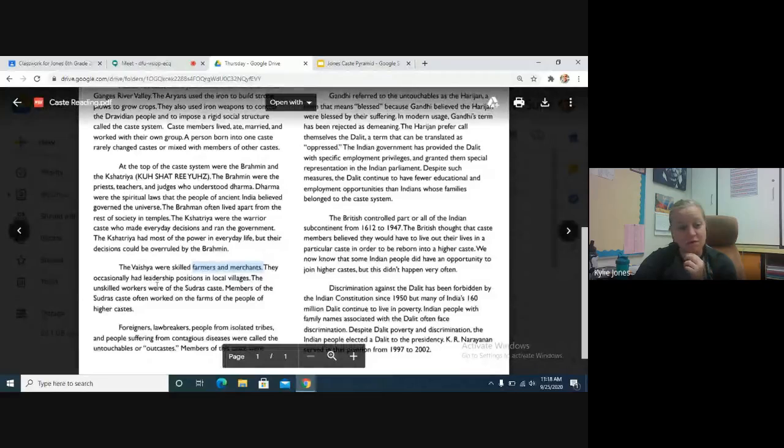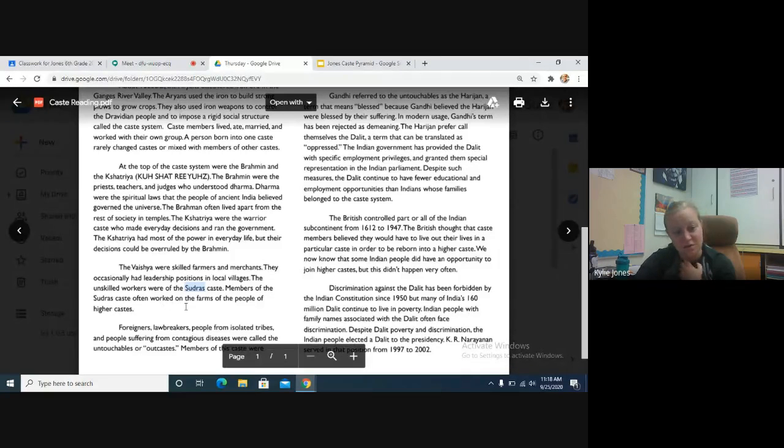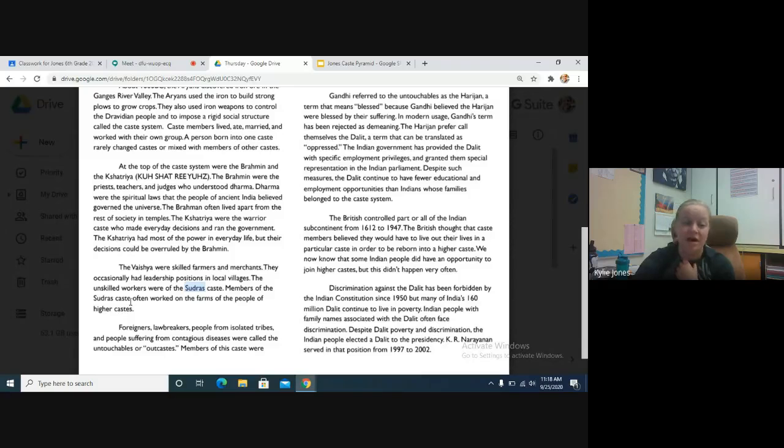The unskilled workers were of the Sudras caste. So this is the lowest caste. Maybe not the lowest, one of the lower ones. Members of the Sudra caste often worked on the farms of the people in the higher castes. So almost like the slave part of it. They just worked and worked and worked. They never got really any sort of freedom.